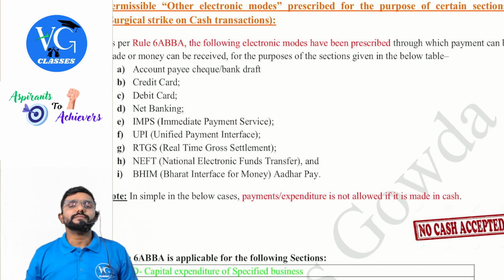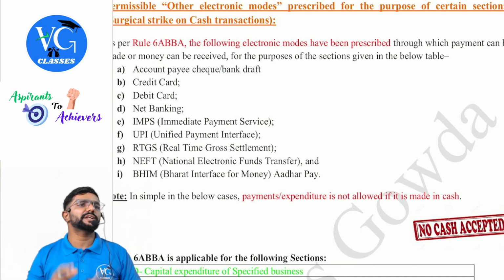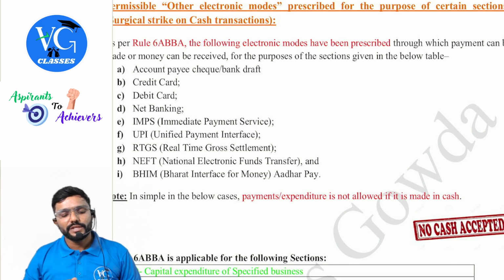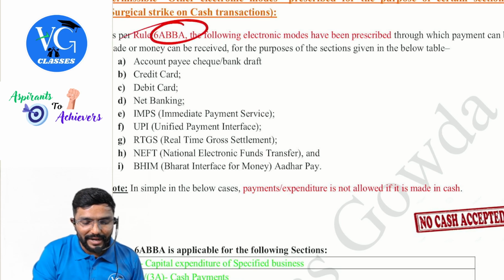Next. There are some surgical strikes on cash transactions. Everything combined together in one place I have given, guys. There is Rule 6ABBA.